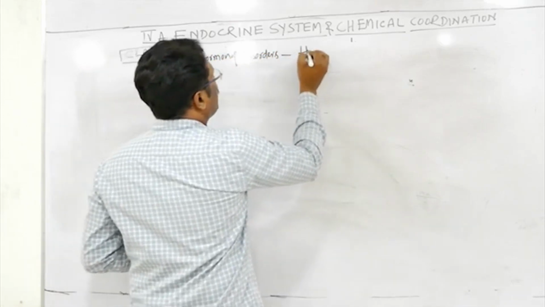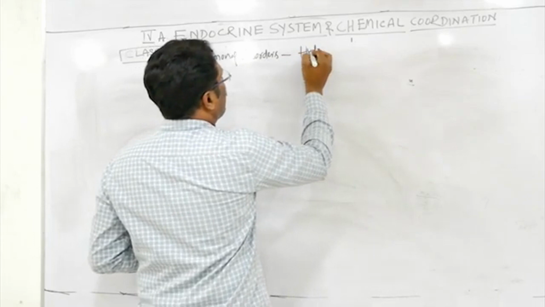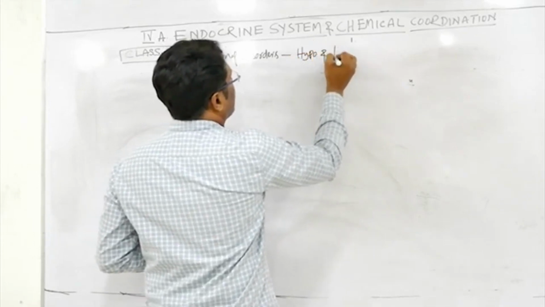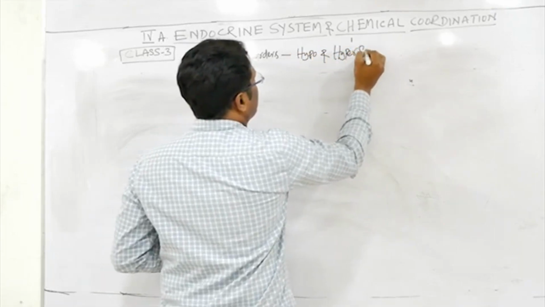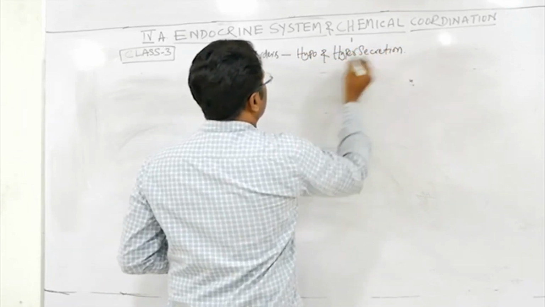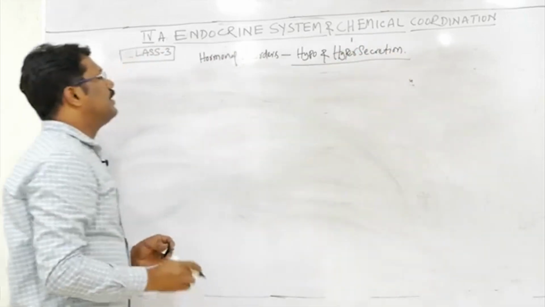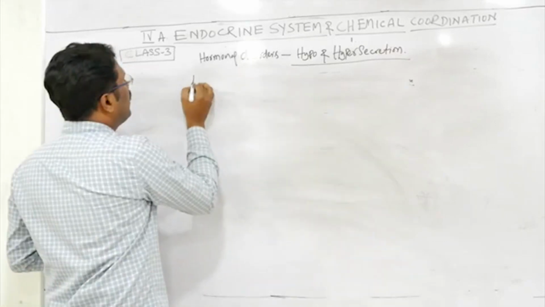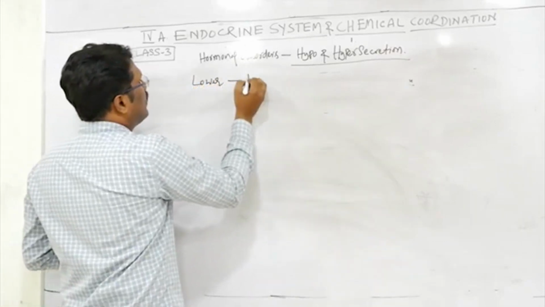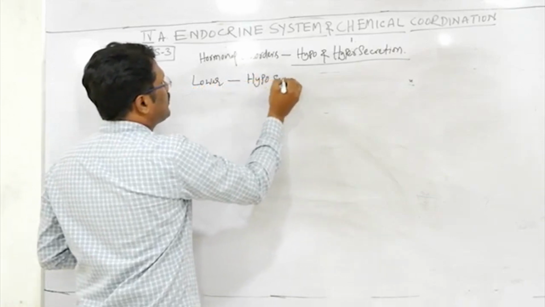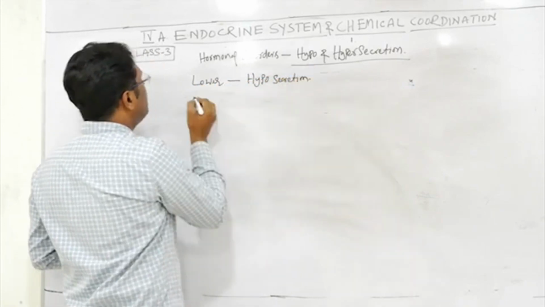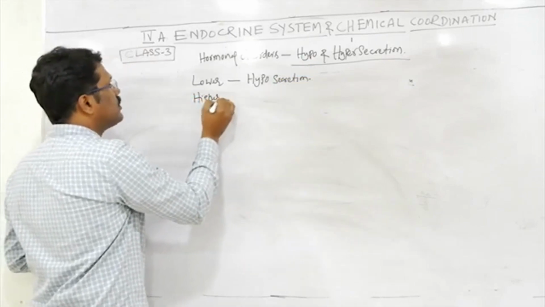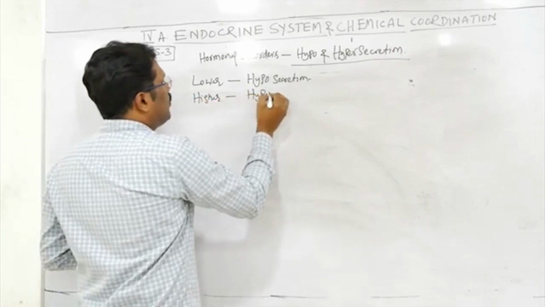Due to hypo and hypersecretion. So we know that the hormones are secreted, but if these are secreted in lower amounts, that is called hyposecretion. And if these are produced or secreted in higher amounts, that is called hypersecretion.